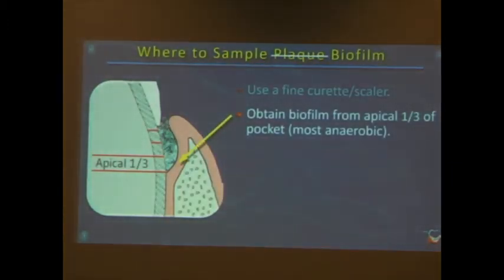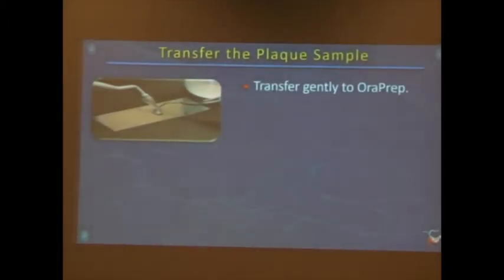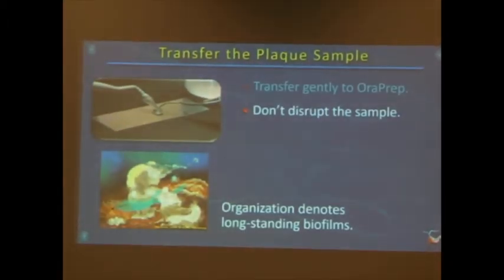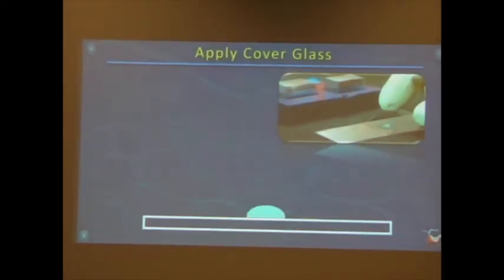And again, you want to take it just the way you do the BANA test from the apical third of the pocket. We recommend sampling at least three teeth. Why? Just to give you a better statistical average. Conceivably, you sample one tooth. It may be the only healthy pocket in the whole patient's mouth, you know. So sampling three or so gives you a good average. Gently transfer that to the OraPrep, non-disrupted. If you do want to track individual sites, you can always make individual slides.